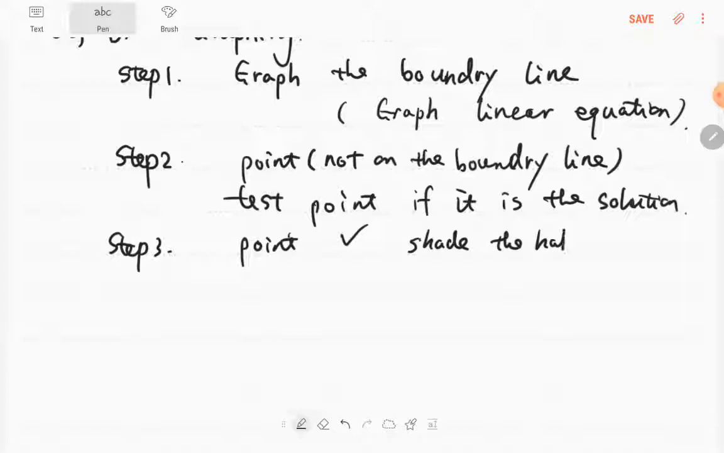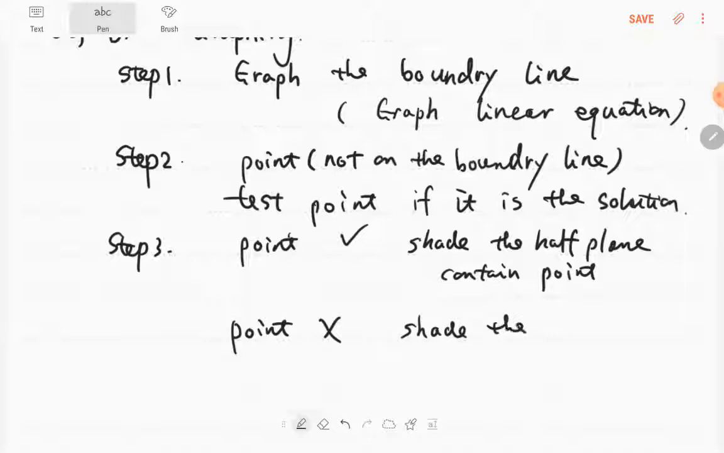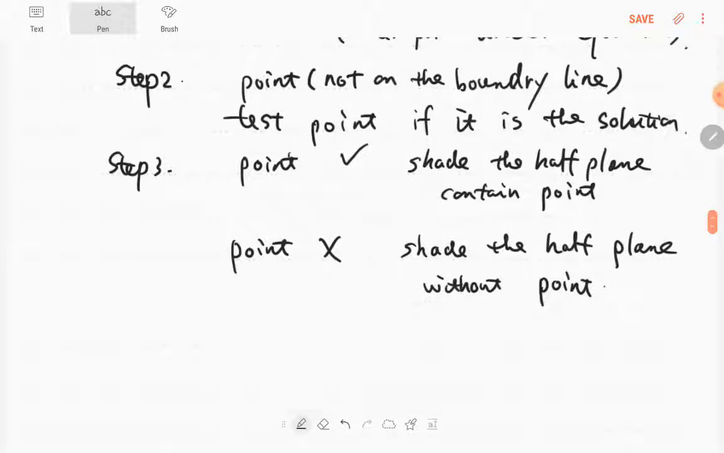We shade the half plane containing this point. But if the point is not the solution, then we shade the half plane without the point. So that's the 3 steps rule for graphing a linear inequality.